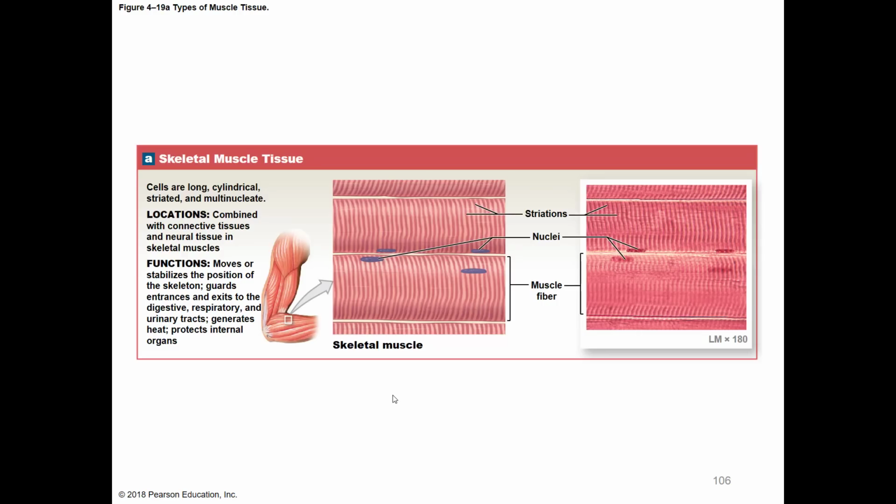So here's a picture of skeletal muscle cells, and you can see they are long and thin, and they have a striped appearance, which we call striations. They are voluntary, which means you choose when you would like to use them, and they are found on the skeleton, hence the name skeletal. So a bicep would be a good example of a skeletal muscle.